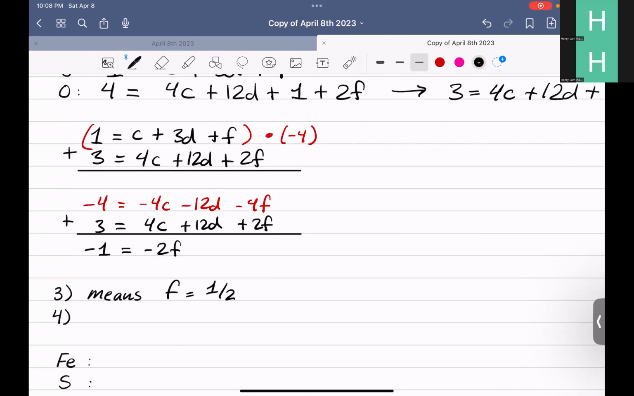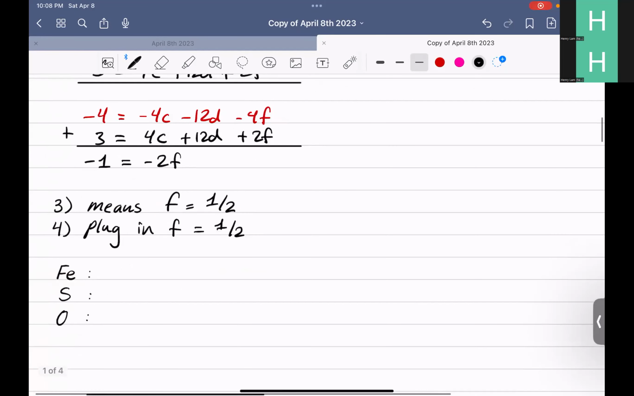Beautiful. So if I repeat the same procedure, let's simplify our equations by plugging in F is equal to 1/2. My iron equation will still be A is equal to C plus 2D. I still need to solve for the values of A, C, and D. Sulfur is going to be 1 is equal to C plus 3D plus 1/2.